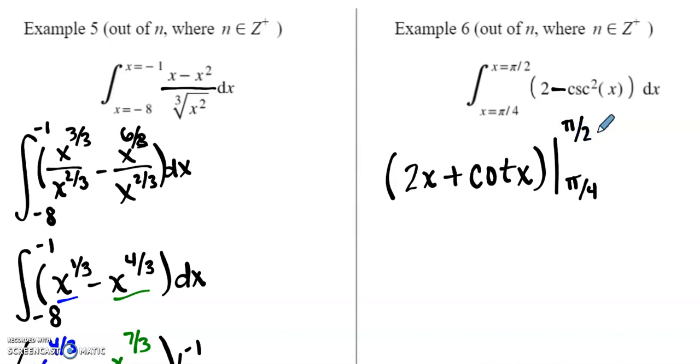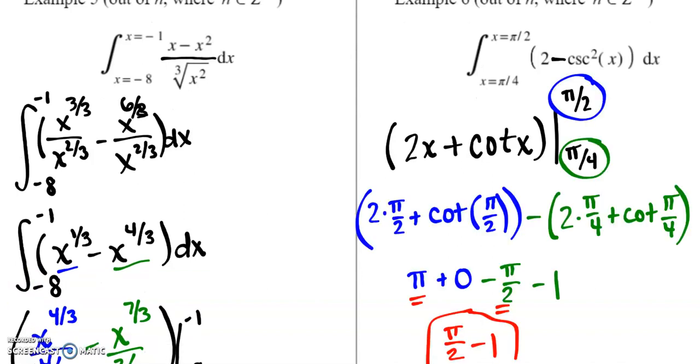I'm going to let you evaluate this one, see if you remember some unit circle things. Come back when you're done. Go ahead and pause. Okay, so unit circle stuff, cotangent of pi over 2 is 0, cotangent of pi over 4 is 1, but then I distributed that negative in. I ended up with pi halves minus 1.